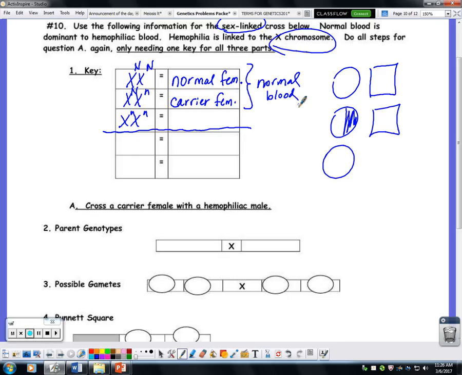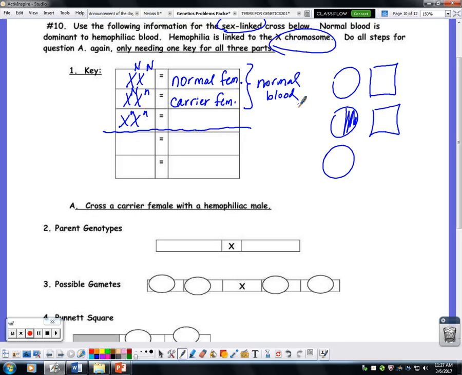So carrier females are special. They do have normal blood, they do have normal vision, but they carry the possibility of passing that on to their offspring. And of course, X little n would be a hemophiliac female, or heme for short, and she would be completely colored in.